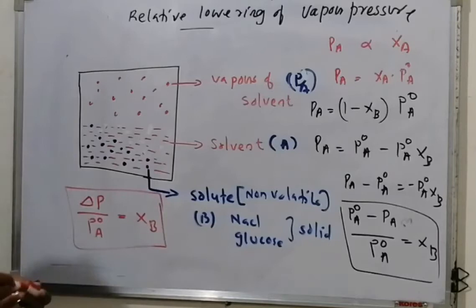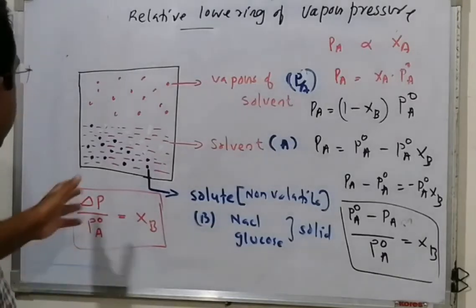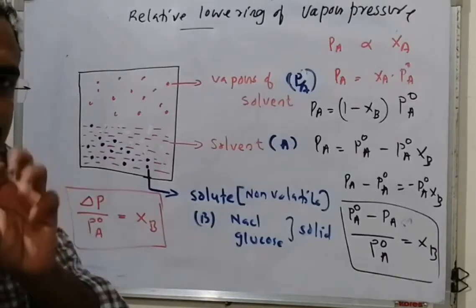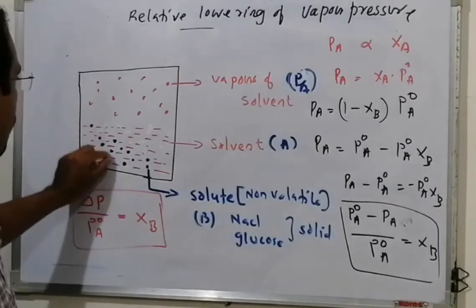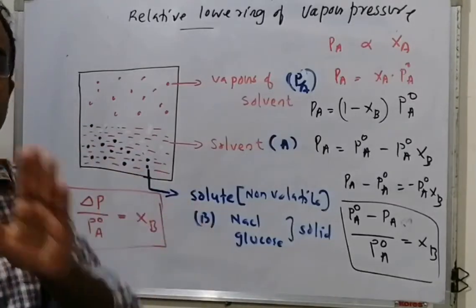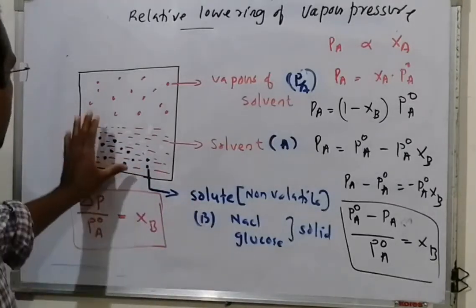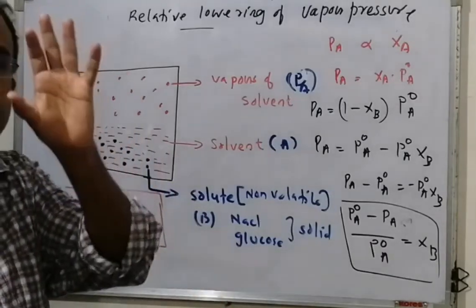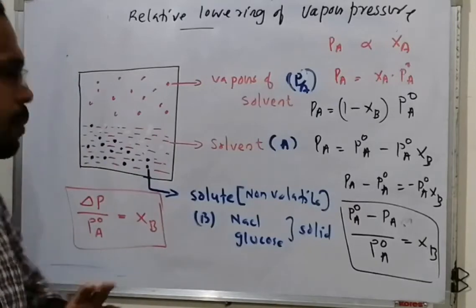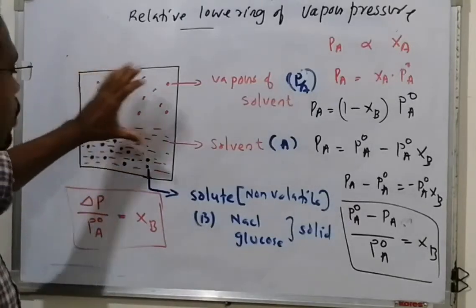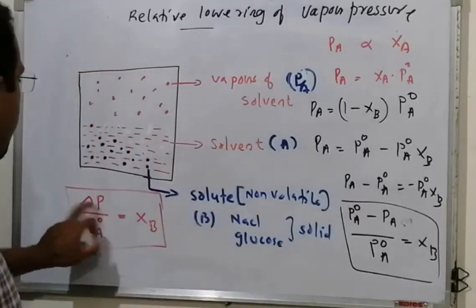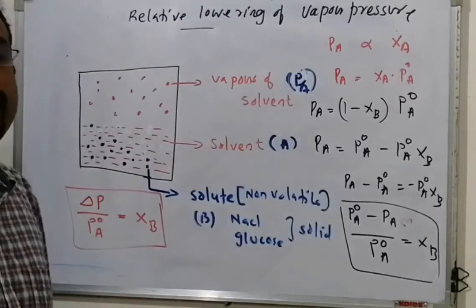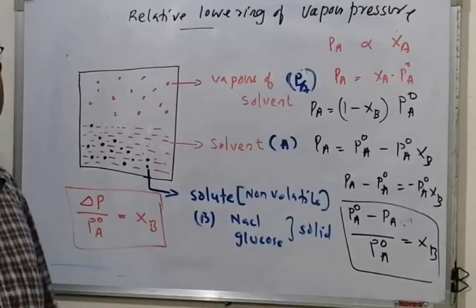What is delta P? Delta P is the decrease in vapor pressure when solute is added. That is called the lowering of vapor pressure. When solute B is added, vapor pressure is decreased. That is delta P, divided by P0A. What is P0A? The vapor pressure of pure solvent.